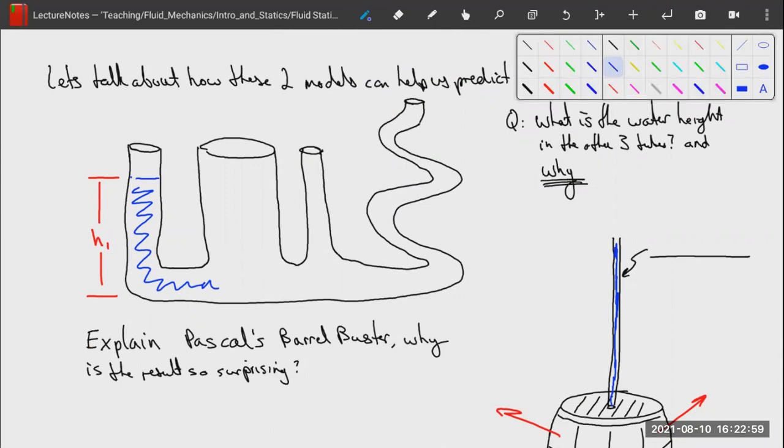Great. I mean, that's one of the things we're shooting for in this class, is to give you an intuitive understanding of how fluids behave. But you also want to be able to back that up with reasons, right? And we have two models that we have learned for fluid statics. I want you to try to use those.